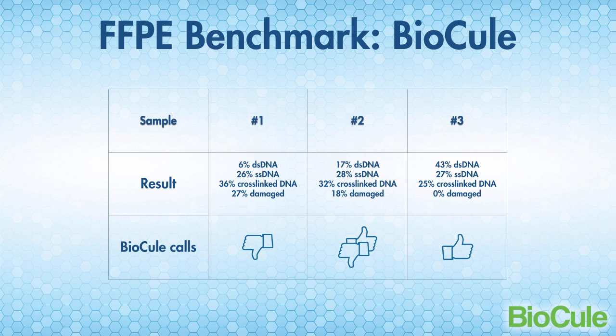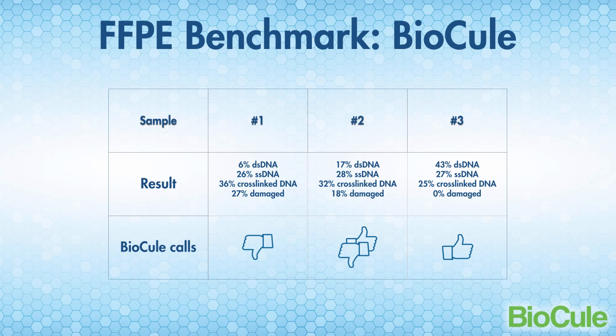The second sample is a little bit better, with 17% of the DNA being double-stranded. While not great, this sample gets a borderline quality grade from the BioCule platform. It would be at the user's discretion as to whether or not to continue with the sample. It would likely be replaced with an alternate sample if available. If, however, it were rare or especially important, the researcher might decide to continue using it.